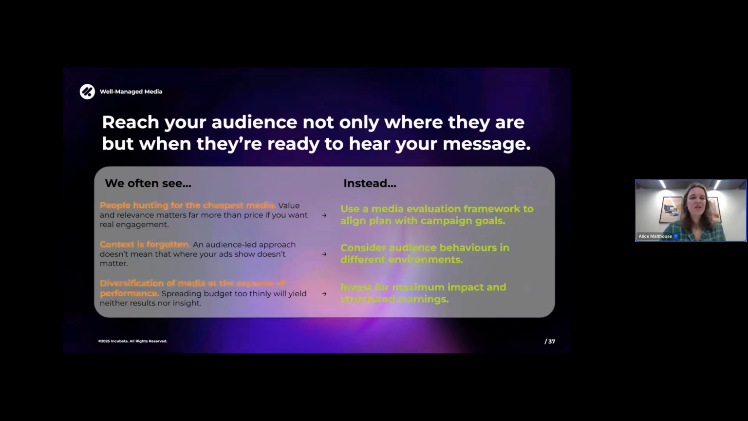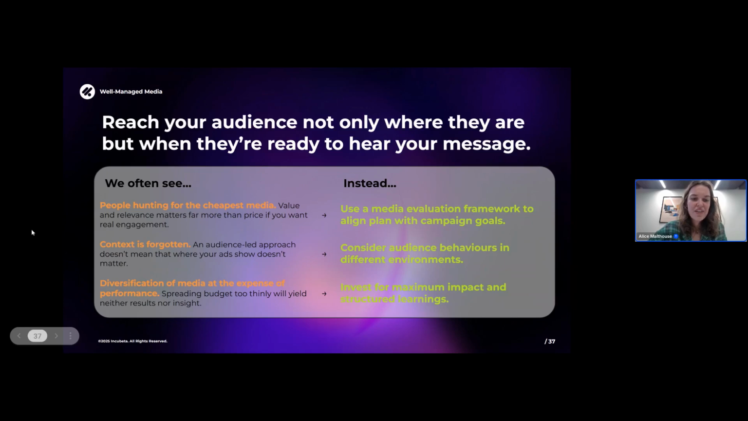And then to just go over this section, you need to reach your audience not just where they are, but when they're ready to hear your message. And so we've talked through several ways that you can make sure you're in the right place for your audience. So we often find that people are hunting for the cheapest media, and it's not worth it for your budget, because even though you might be delivering more impressions, they might not be very effective.